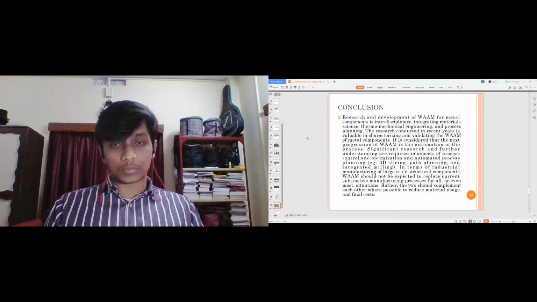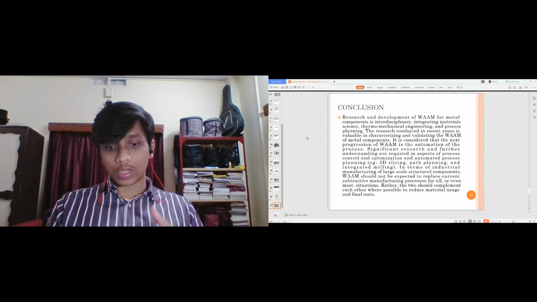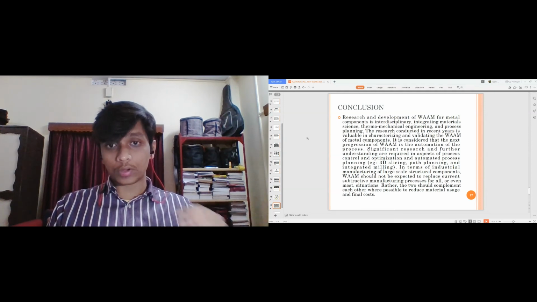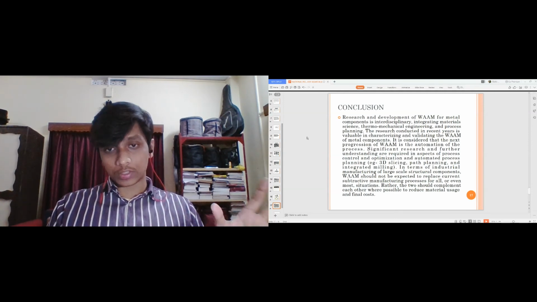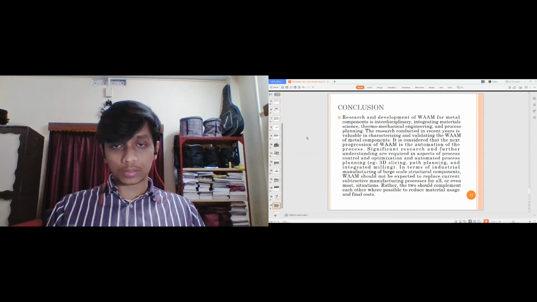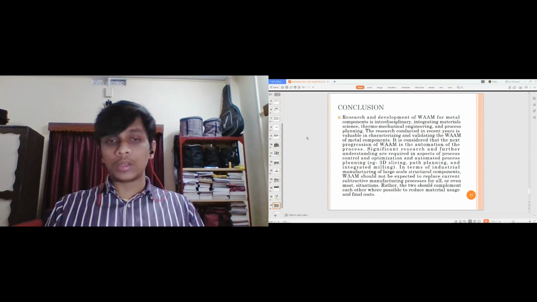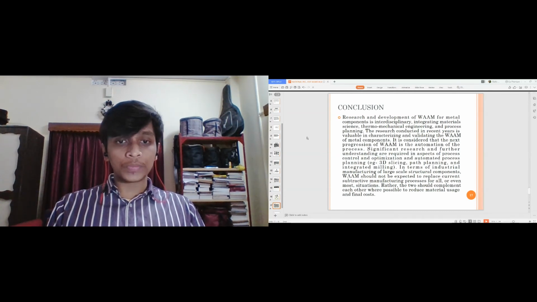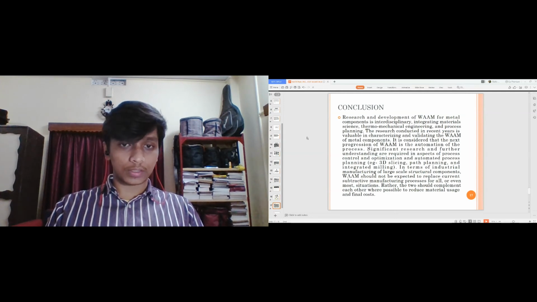This is obviously the future aspect of this process, which we are proceeding towards in this world, that is, less and less human intervention or interference, and more control by computers and robots, so that the whole process becomes automatic. Hence, the main goal is to achieve complete automation of the process. Significant research and further understanding are required in aspects of process control and optimization and automated process planning. Examples: 3D slicing, path planning, and integrated milling.